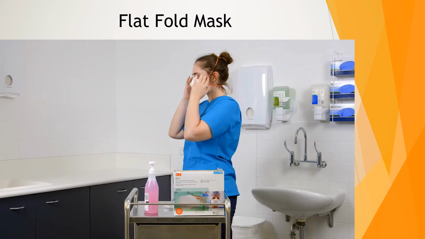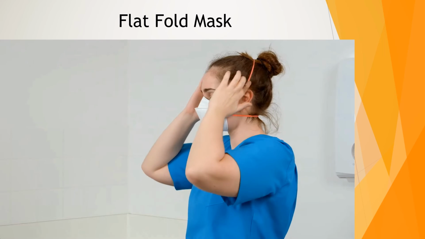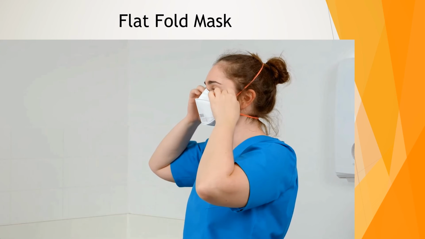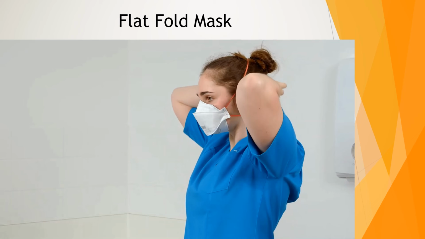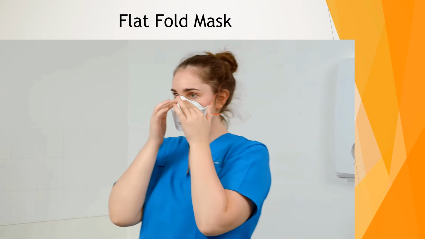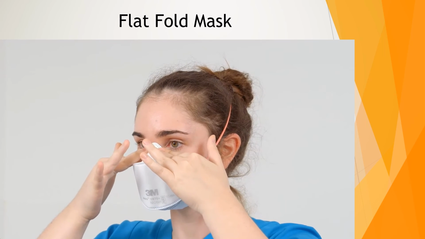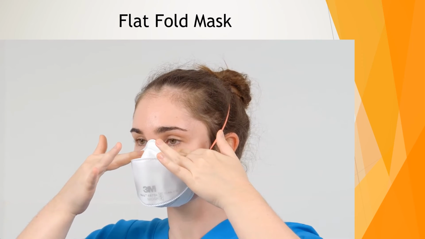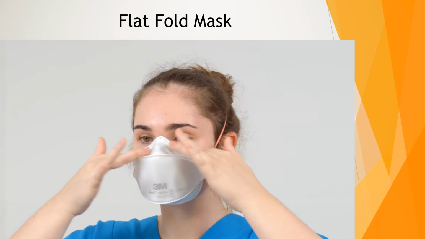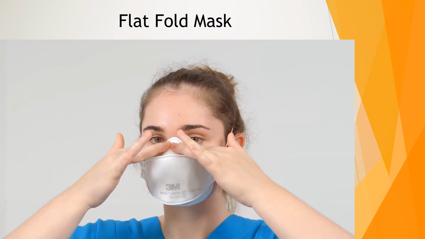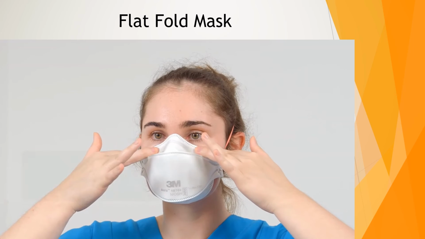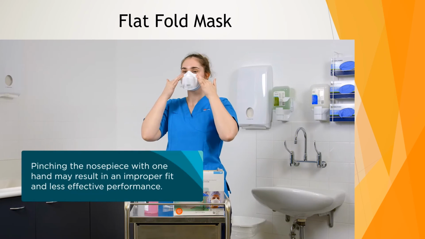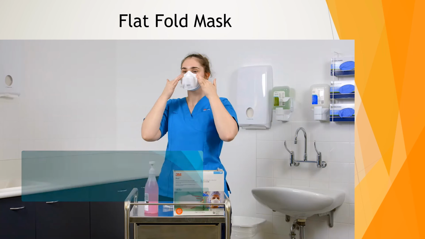Make sure that hair, facial hair, jewellery and clothing are not between your face and the respirator, as they will interfere with the fit. Place your fingertips from both hands at the top of the metal nose piece. Using two hands, mould the nose area to the shape of your nose by pushing inward while moving your fingertips down both sides of the nose piece. Always use two hands when moulding the nose piece. Pinching the nose piece with one hand may result in an improper fit and less effective performance.